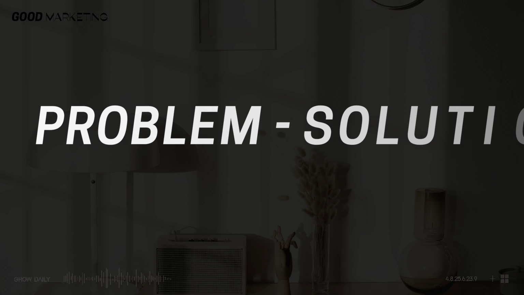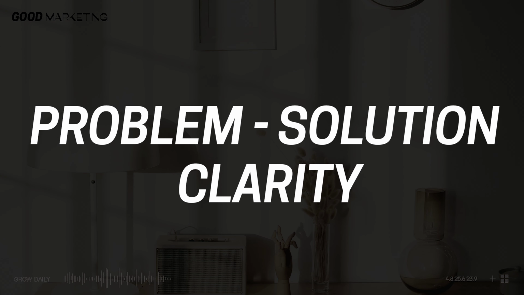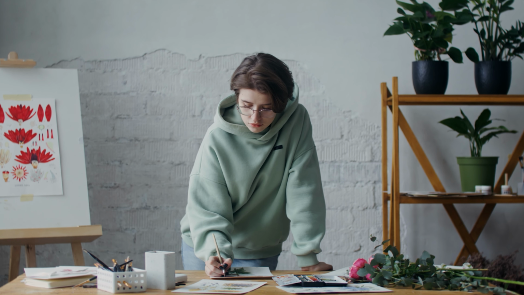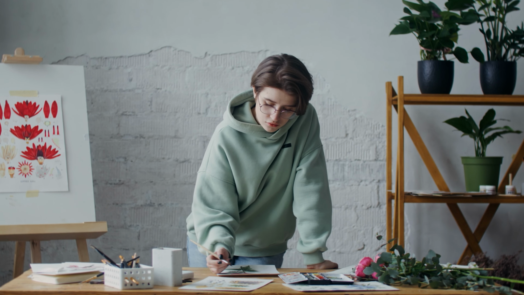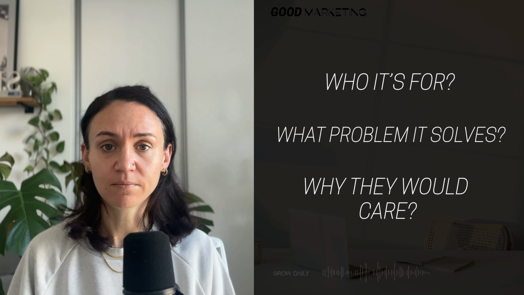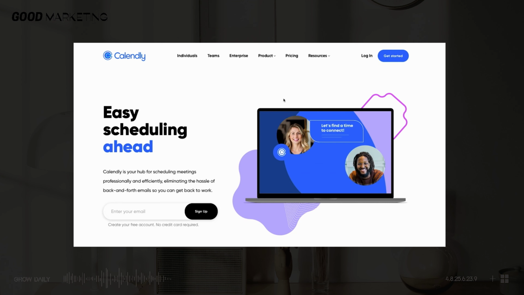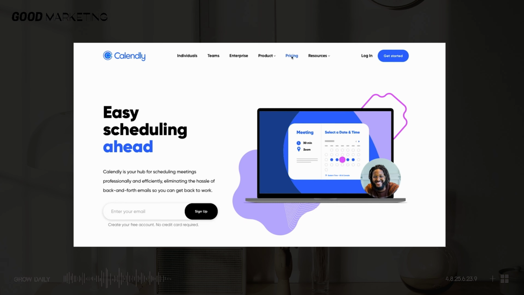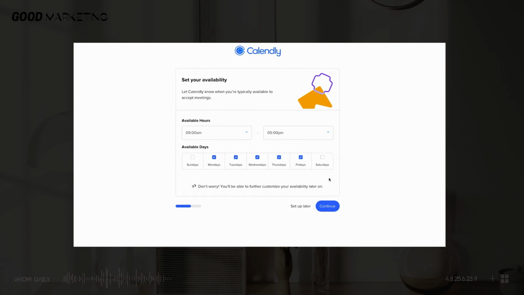So the first section of to-dos in this checklist is all about the problem solution clarity. Before you build anything, you need to be able to clearly explain who it's for, what problem it solves, and why they would care. And it's starting small but answering those questions. Calendly didn't launch with a full-blown scheduling tool. They just solved the problem: stop sending emails back and forth in order to book time in.